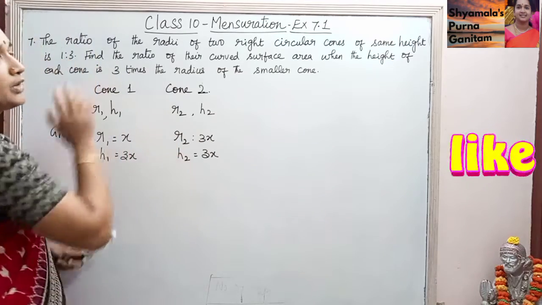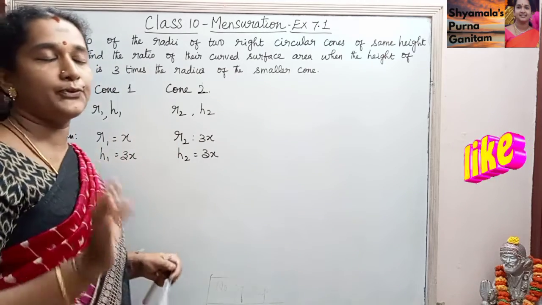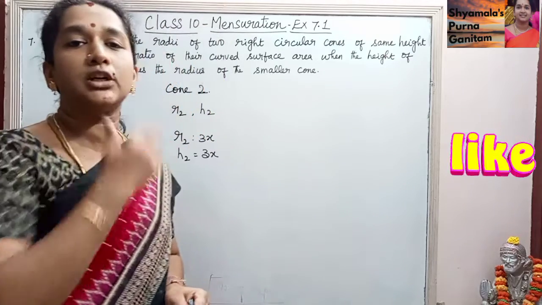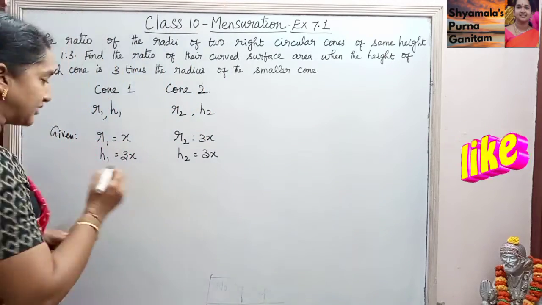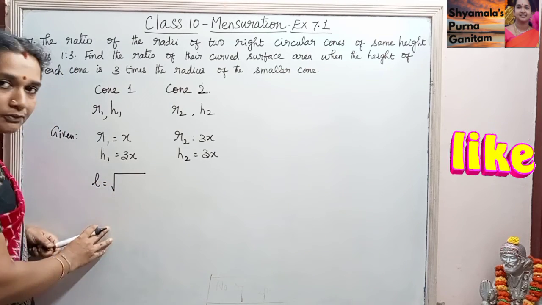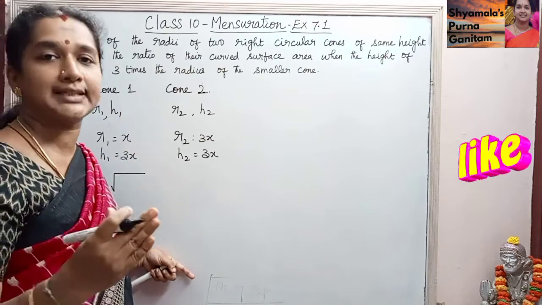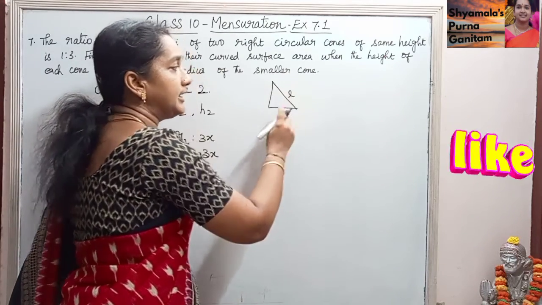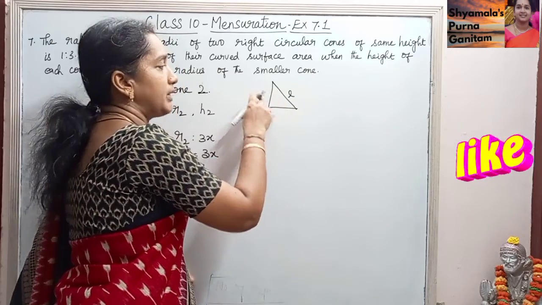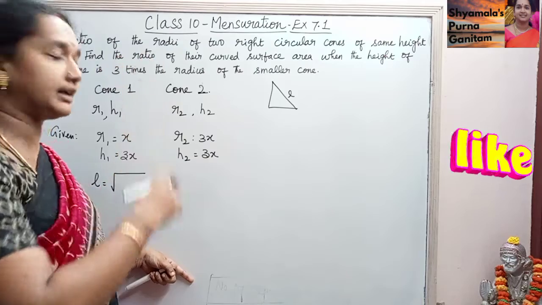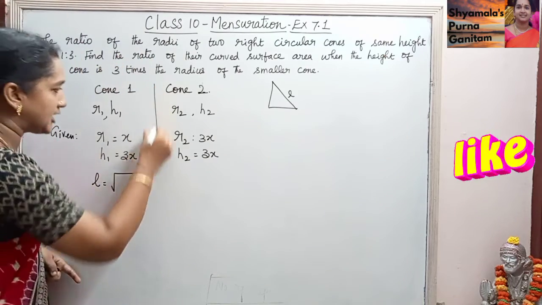So now we will find the CSA. We know that the curved surface area of the cone is pi r L. So for both the cones we need L, the slant height. The slant height is the hypotenuse. So when we find the square root of the sum of the squares of the other two sides, we will get L. All these are for cone 1.